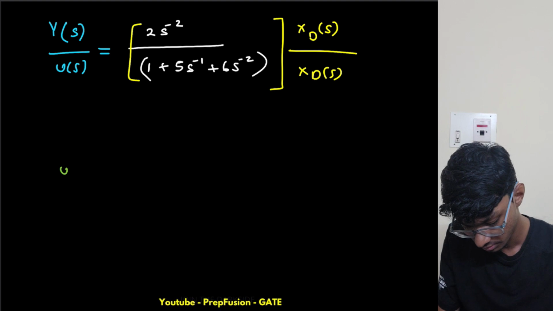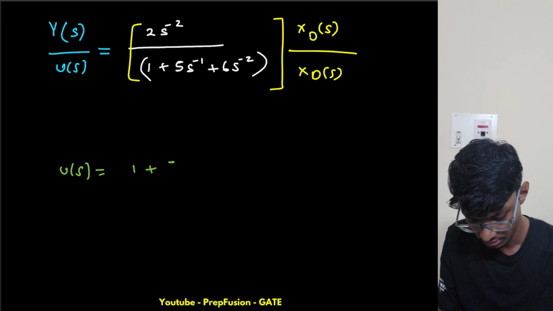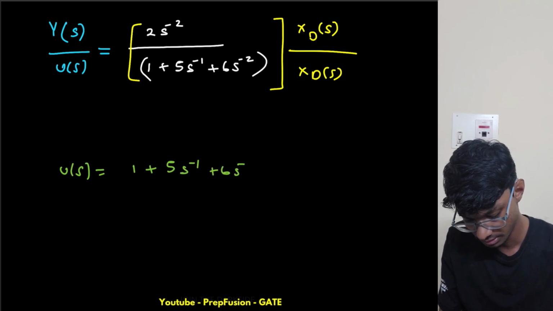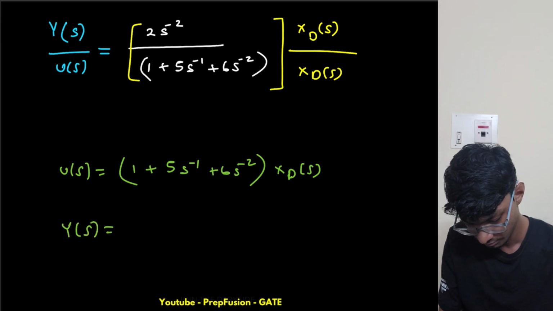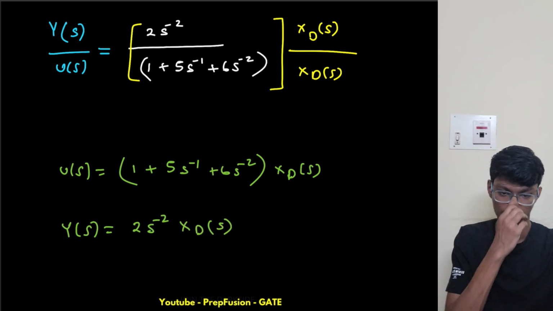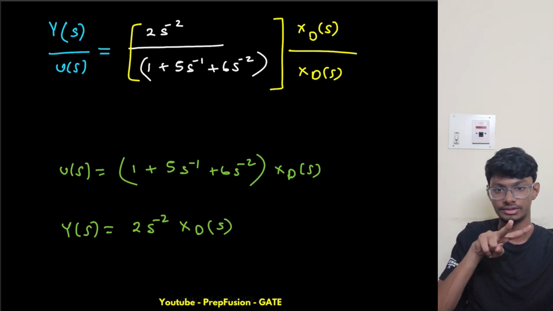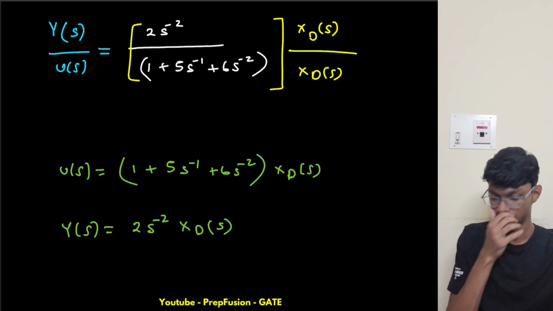My u of s will be equal to 1 plus 5 s inverse plus 6 s raised to the power minus 2 times xd of s, and my y of s is 2 s raised to the power minus 2 into xd of s. Okay, so that is what I am doing. As this is a second order system, I will have two integrators, right? Now I will make the state diagram.